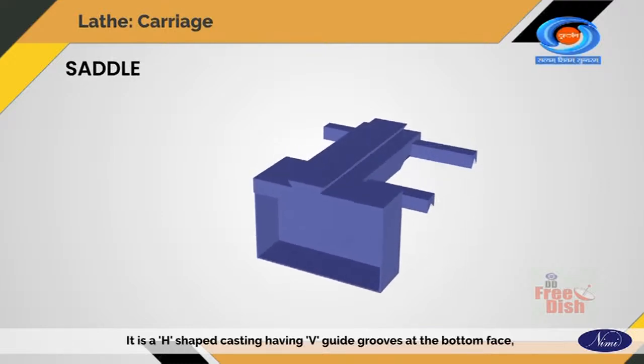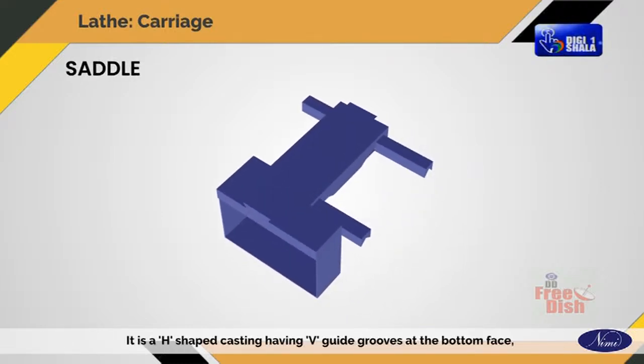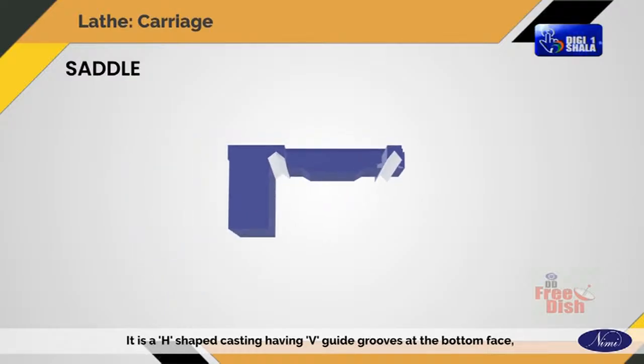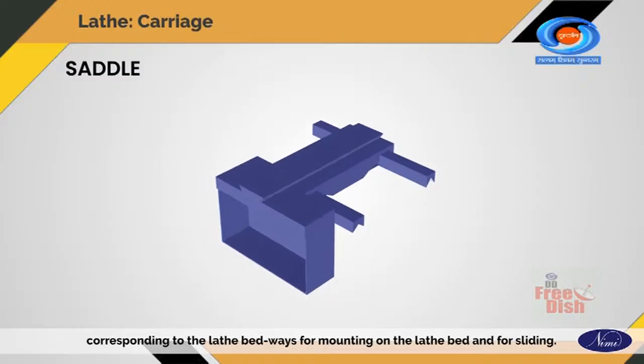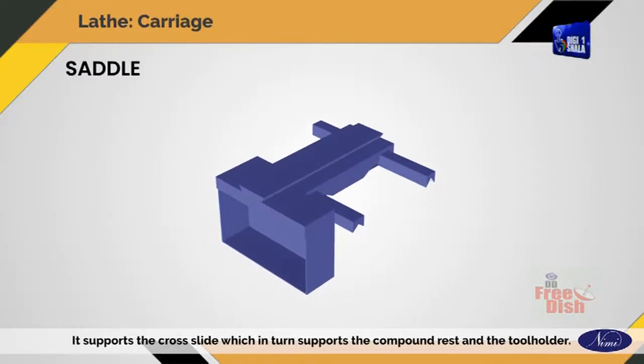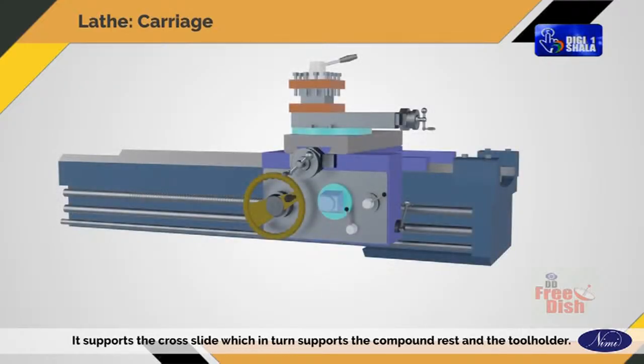Saddle. It is an H-shaped casting having V-guide grooves at the bottom face corresponding to the lathe bed ways for mounting on the lathe bed and for sliding. It supports the cross slide, which in turn supports the compound rest and the tool holder. Parts of a saddle.